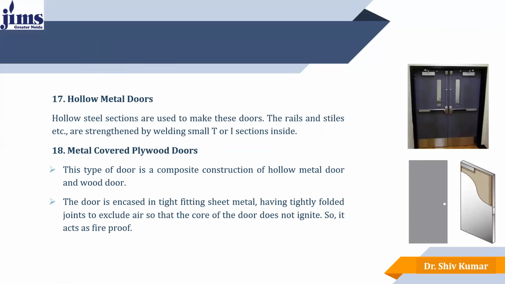The last two doors are hollow metal doors. Hollow sections are used to make these doors, and rails and styles, etc. are strengthened by welding small T or I section inside.